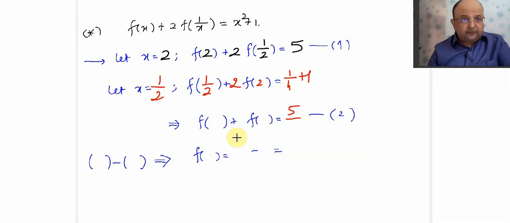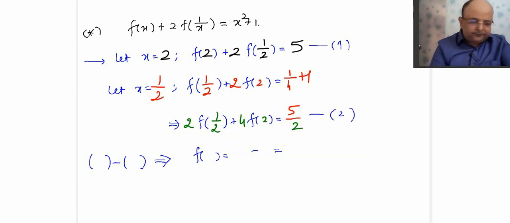What you said? 5 by 4. But I multiply throughout by 2. You will understand why. So this is 2 times f of 1 by 2, 4 times f of 2, 2 times 5 by 4, matlab 5 by 2. Now you will tell me why should I multiply by 2?